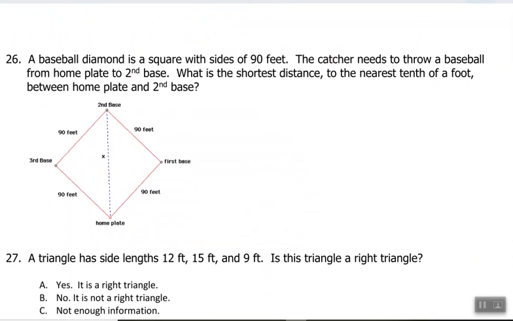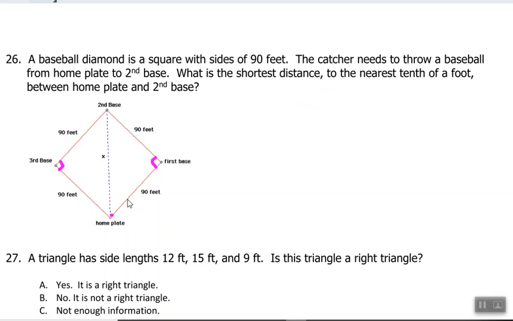And we have a baseball diamond. It's a square, and since it's a square, I know this is a right angle, this is a right angle. I actually know that's a right angle also, but that's not going to help me in this case. So a baseball diamond is a square with sides of 90 feet. And the catcher is going to have to throw a baseball from home plate all the way to second base. So what would be the shortest distance?